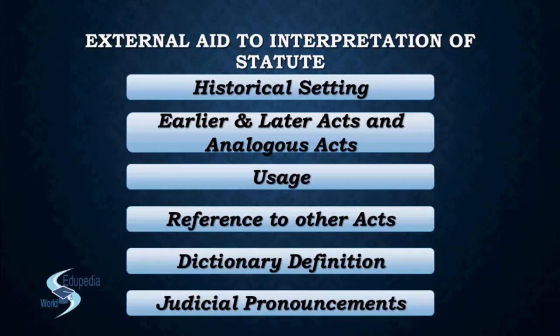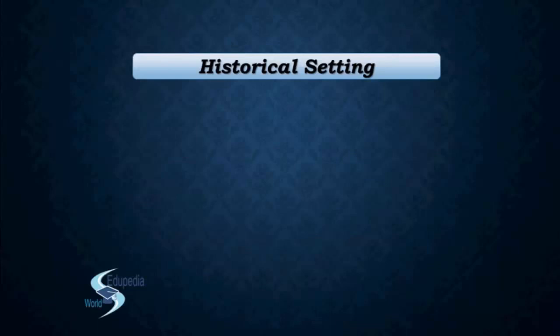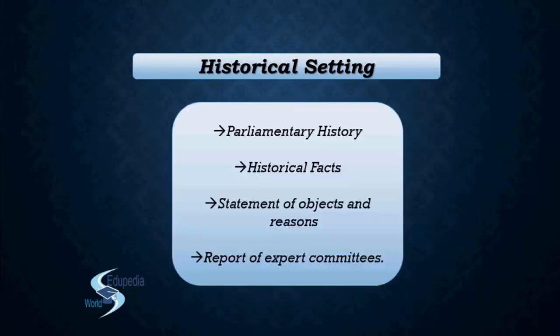So we'll start with the discussion of these individual topics, and obviously we will pick up the very first topic, that is the historical settings. The 4 bullet points that you need to remember for the historical settings are on your screen. You'll have to talk about the parliamentary history, the historical facts, the statement of objects and reasons, and finally the report of expert committee. These are the 4 elements that you will talk about when we talk about the historical settings.